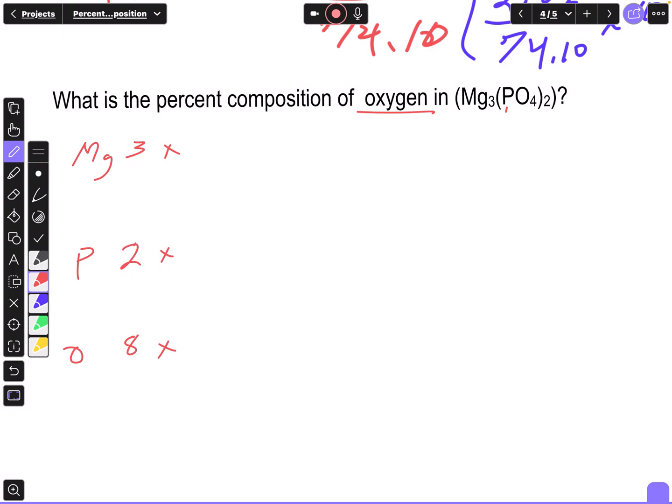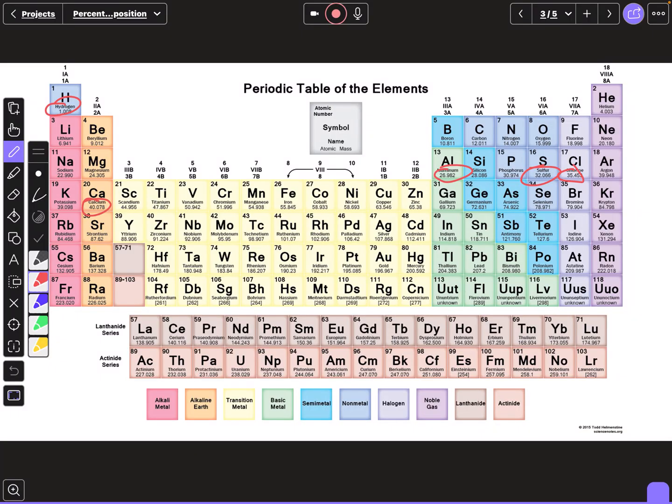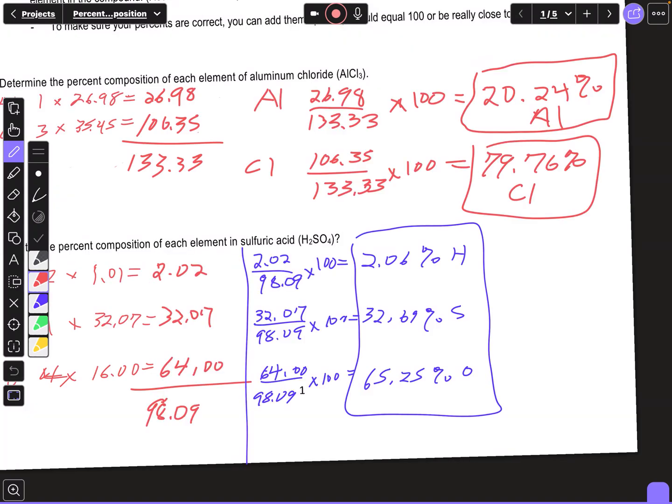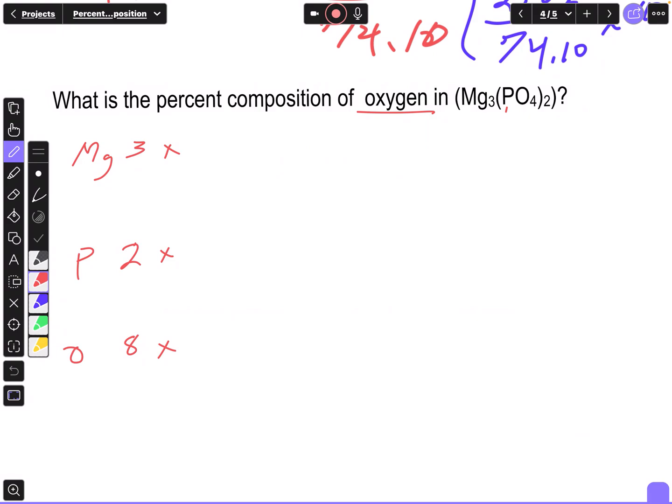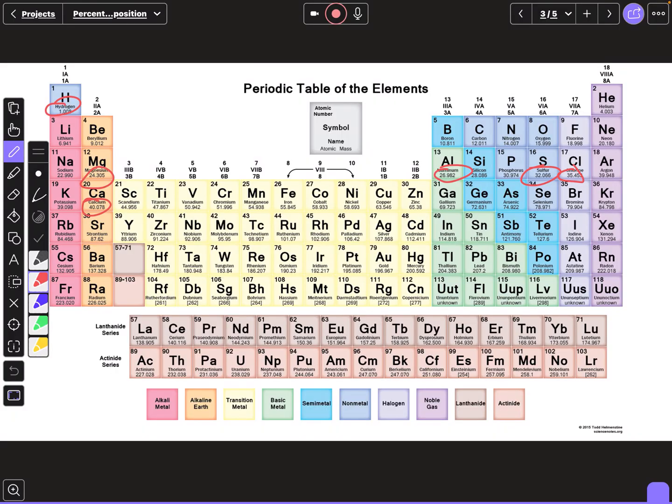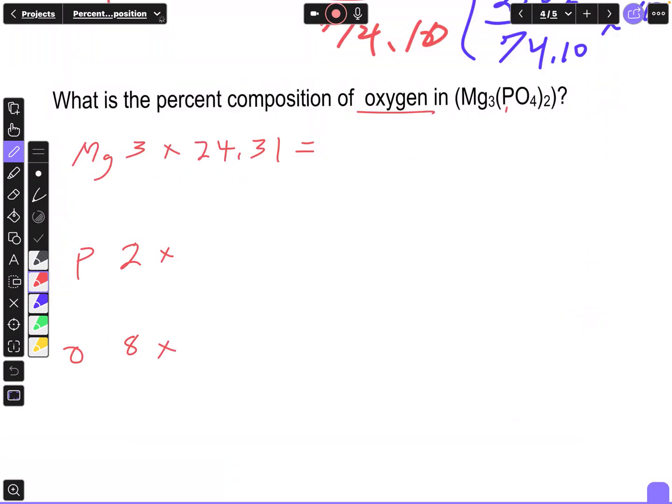So then I'm going to look it up for magnesium. I look at my periodic table. I find magnesium is 24.305. That would be 24.31. And for phosphorus, I find it's 30.974, so that'd be 30.97. And oxygen is 16.00.